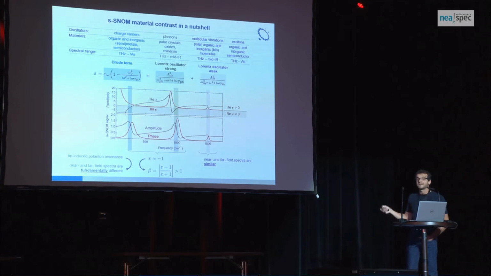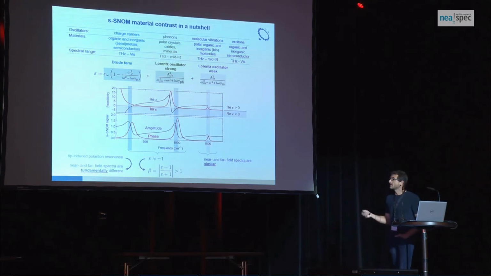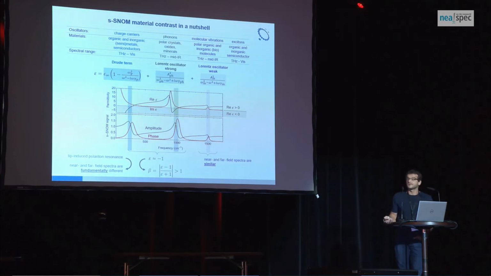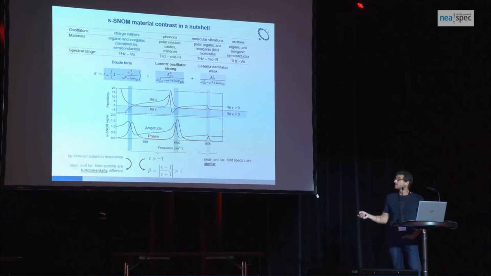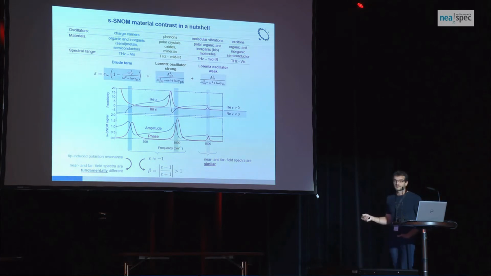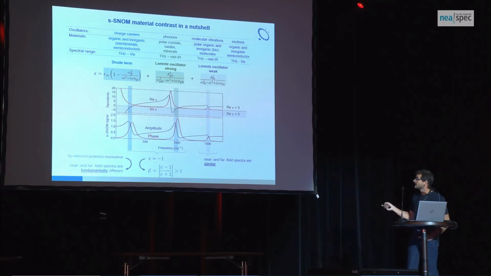And this corresponds to a tip near-field induced polariton resonance. And that, I would say, is pretty fundamentally different to a far-field spectrum. With far-field, we cannot excite that, right? But with near-field, we can. And first of all, the advantage is that these near-fields are very strong. They can be up to 10 times stronger than that of these weak oscillators.